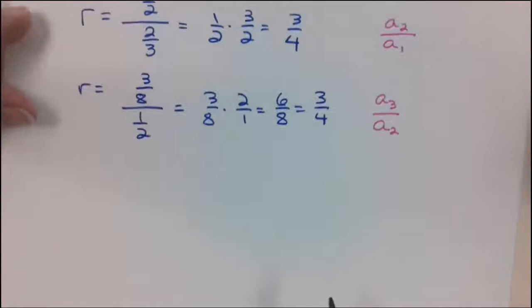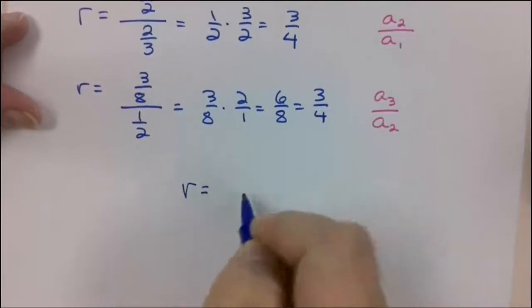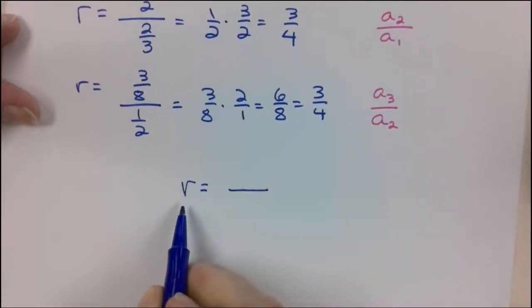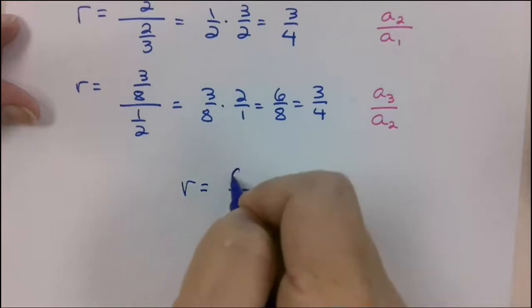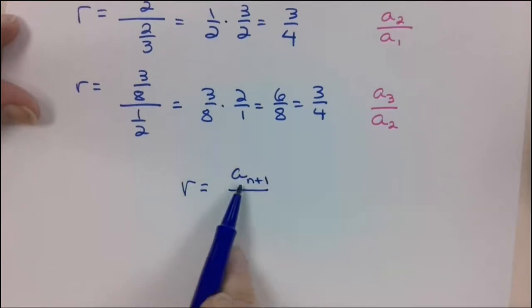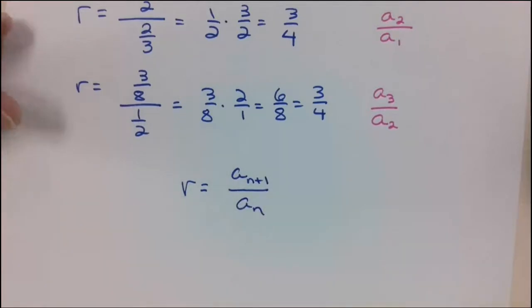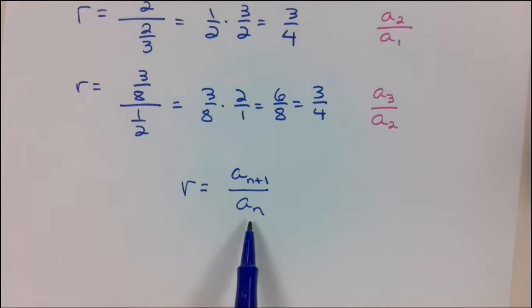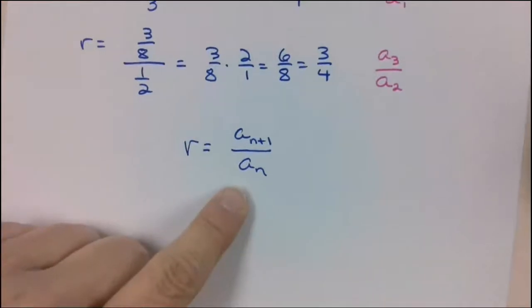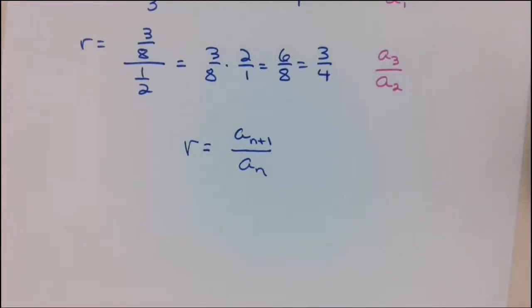In general, if I want to calculate the common ratio in a geometric series, I can take the n plus 1 term and divide it by the term before it, which would be a sub n, and that would give me the common ratio. I review that because this is a big part of the ratio test.